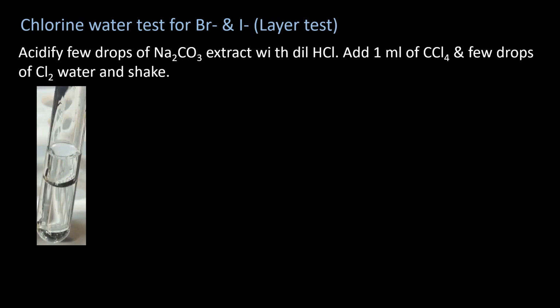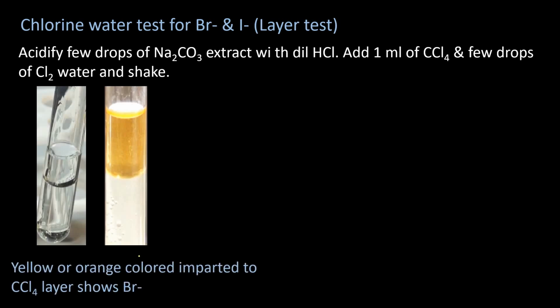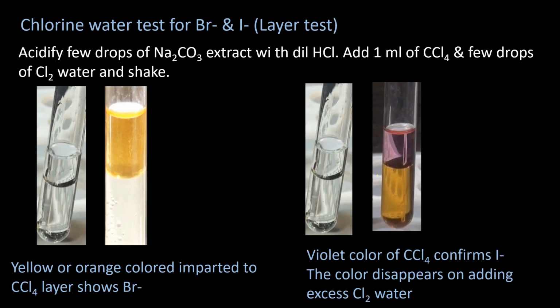Now what happens here? By adding the chlorine water, if the organic layer becomes yellow, then it is bromide. So yellow or orange color imparted to the carbon tetrachloride layer shows bromide. On the other hand, when this organic layer becomes violet, that confirms iodide. And here this violet color disappears on adding excess of chlorine water. If you add excess chlorine water, then this violet color will go.